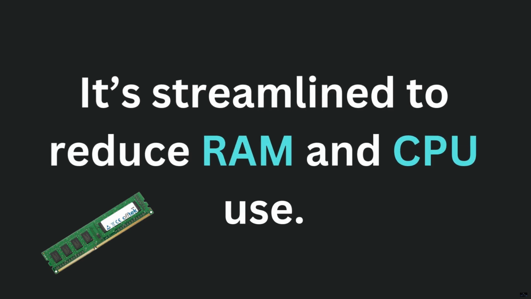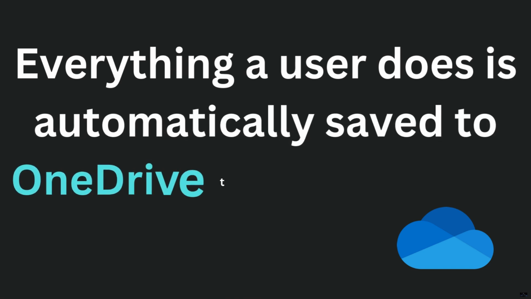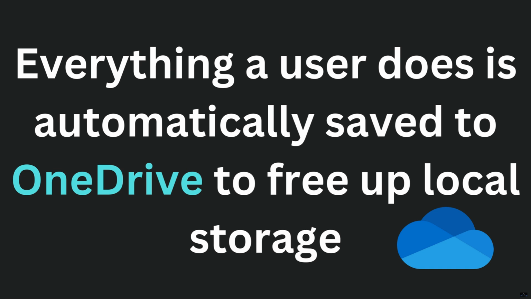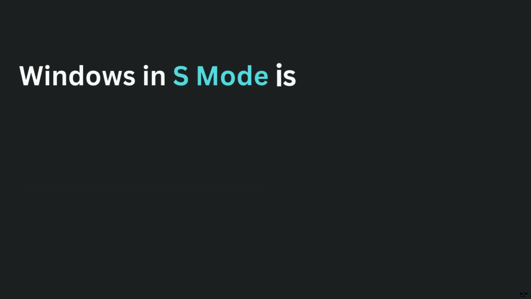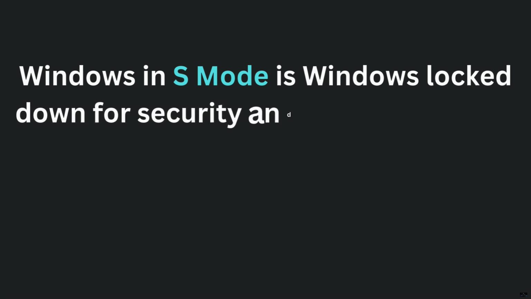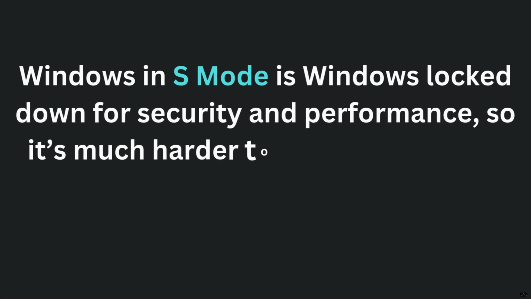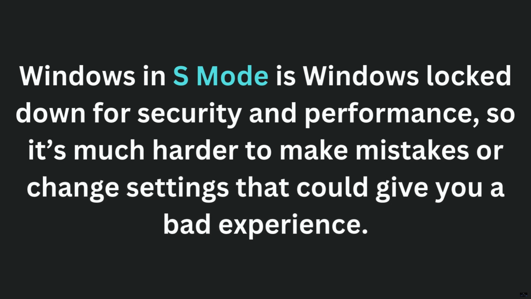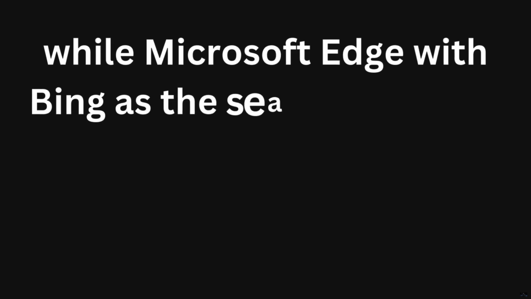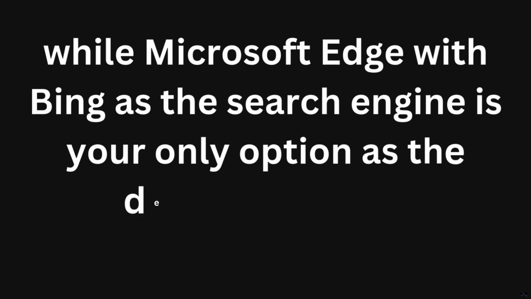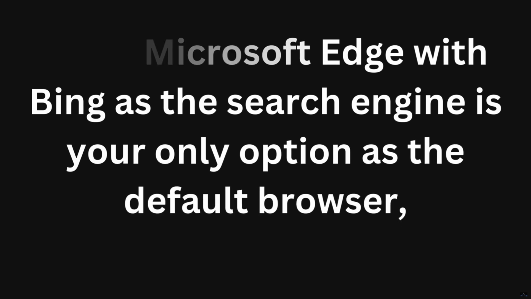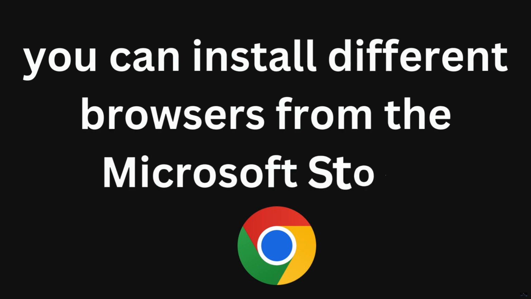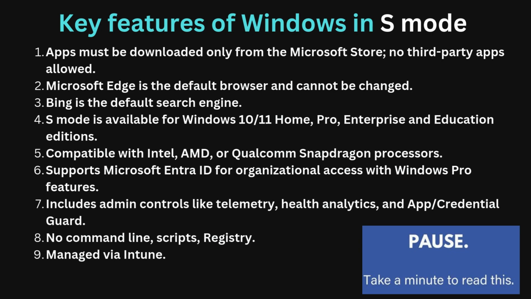It is streamlined to reduce RAM and CPU usage, and everything a user does is automatically saved to OneDrive to free up local space. When a device is in S mode, Windows locks down for security and performance, so it is much harder to make mistakes or change settings that could give you a bad experience. Microsoft Edge with Bing as the search engine is your only option as the default browser, though you can install a different browser from the Microsoft Store.